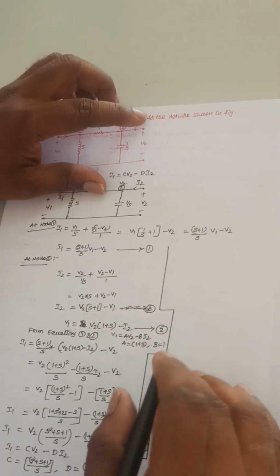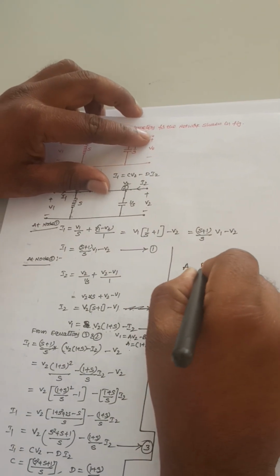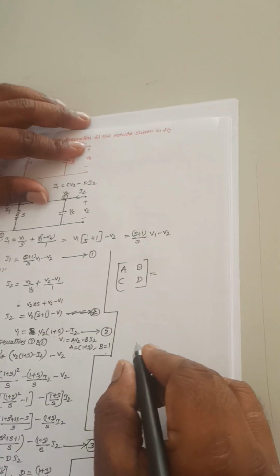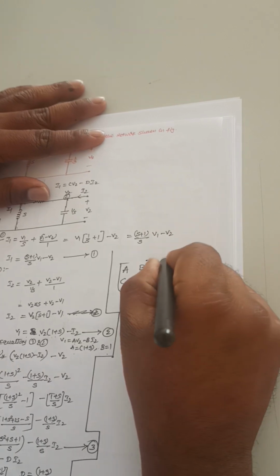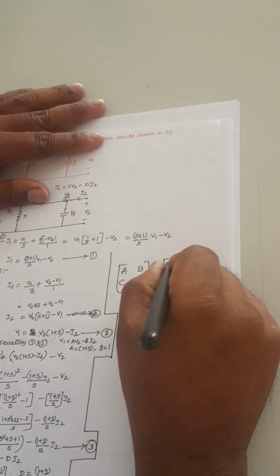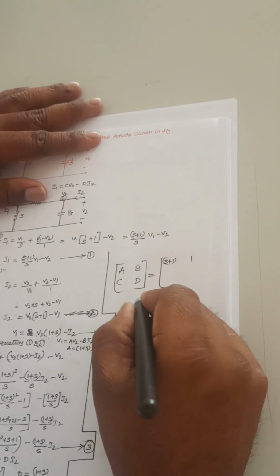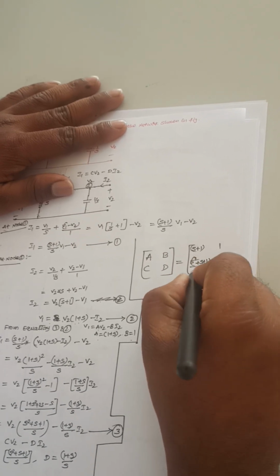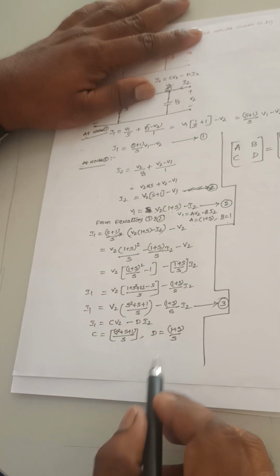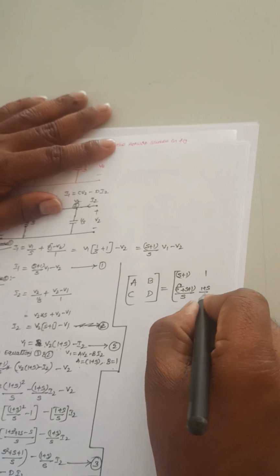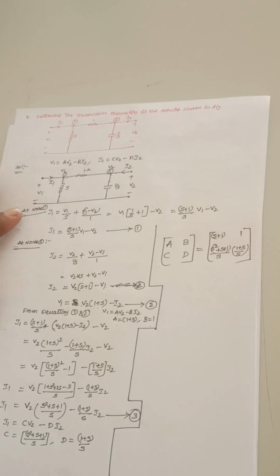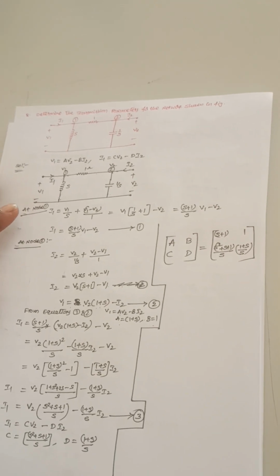So let us represent these A, B, C, D parameters here. The A value is S plus 1, the B value is 1, the C value is S square plus S plus 1 divided by S, and the D value is 1 plus S divided by S. So this is how we need to solve these transmission parameters.